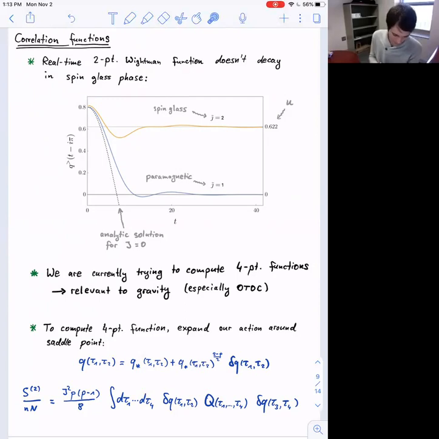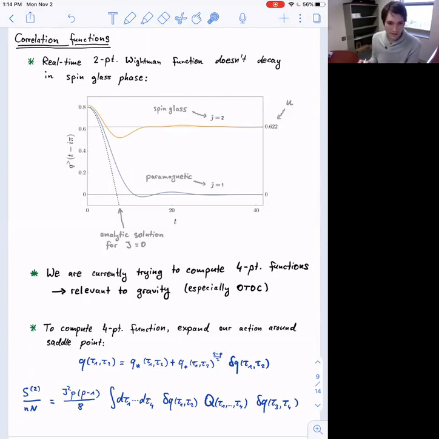Good. Here's another solution that you can get analytically that I did not tell you about. It's in a different regime, which is the regime when the coupling is very small. Currently, as I said at the beginning, this is work in progress. What we're trying to do at the moment is use these results for two-point functions to compute real-time four-point functions, because these would really be relevant to gravity, especially out-of-time-order correlation functions. If we can calculate them, they might give us some interesting idea about what should happen in a gravitational picture.